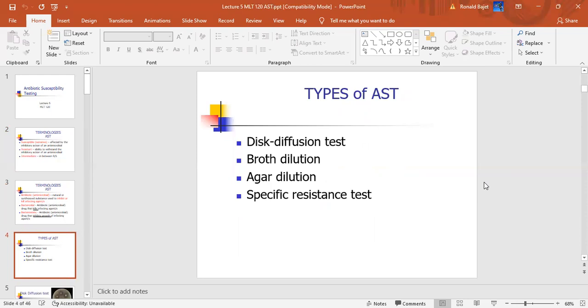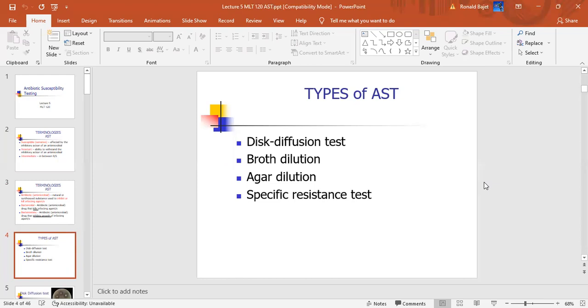The types of AST are diffusion test, broth dilution, agar dilution, and specific resistance tests. The top two, the diffusion test is the Kirby-Bauer method, and the broth dilution is the MIC method. So if we do the Kirby-Bauer method, in terms of terminology, you're looking for sensitivity. If you do the broth method, then you're looking at susceptibility. Okay. As microbiologists, that's how we tell the distinction.